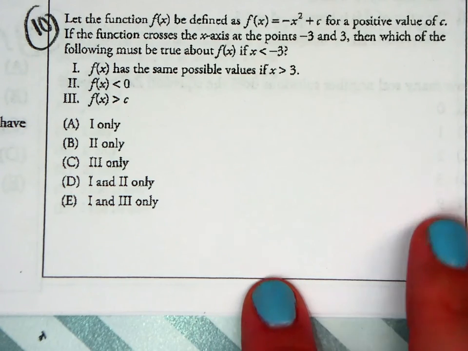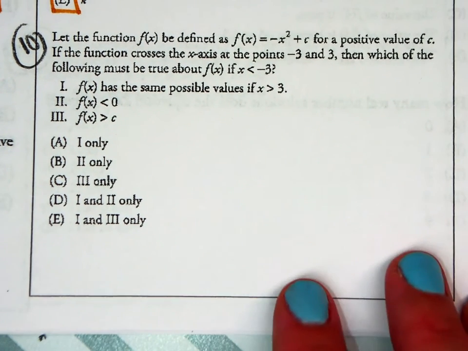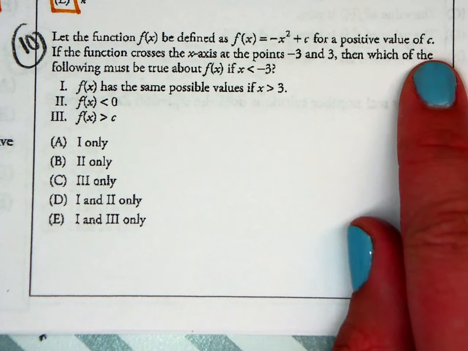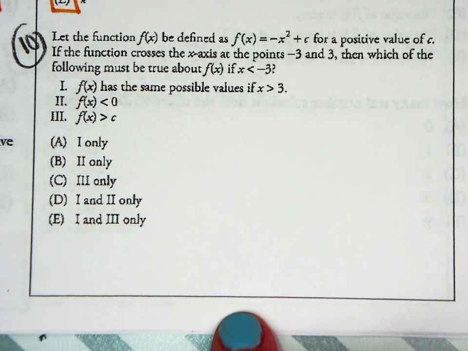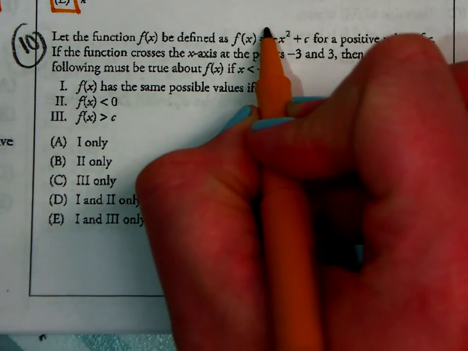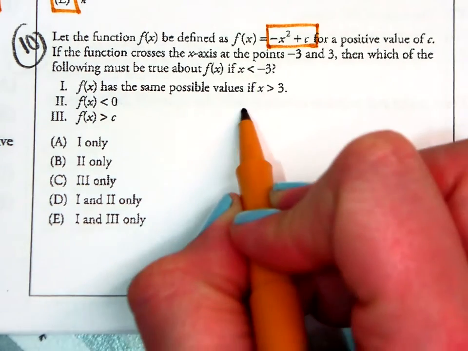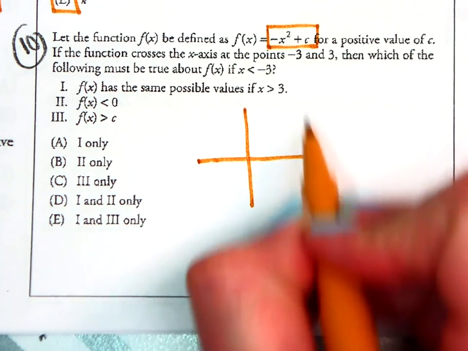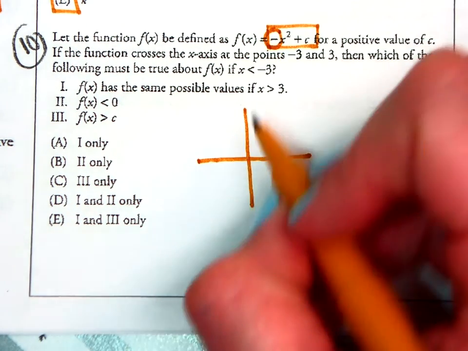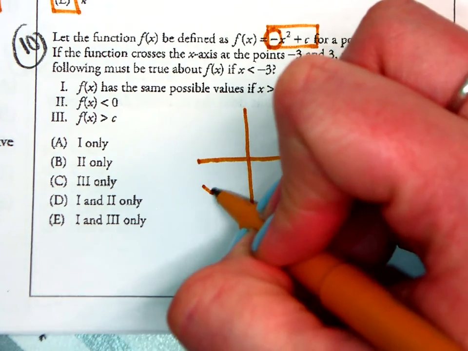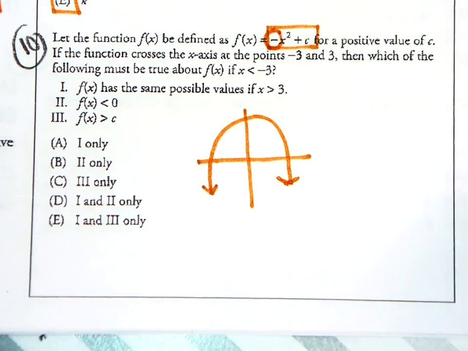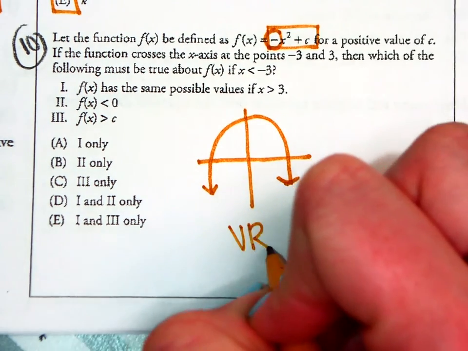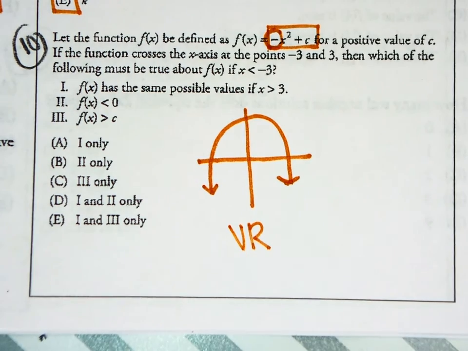Number 10, let function f of x be defined as negative x squared plus c. For a positive value of c, if the function crosses the x-axis at negative 3 and positive 3, then which of the following must be true about x less than negative 3? Okay, that's a lot. So what I would recommend first is plotting this function. So I'm going to draw an xy plane. It has a negative, which means that the function and its squared is actually going to be flipped like this. So it has a vertical reflection in the problem, which we talked about in function transformations.